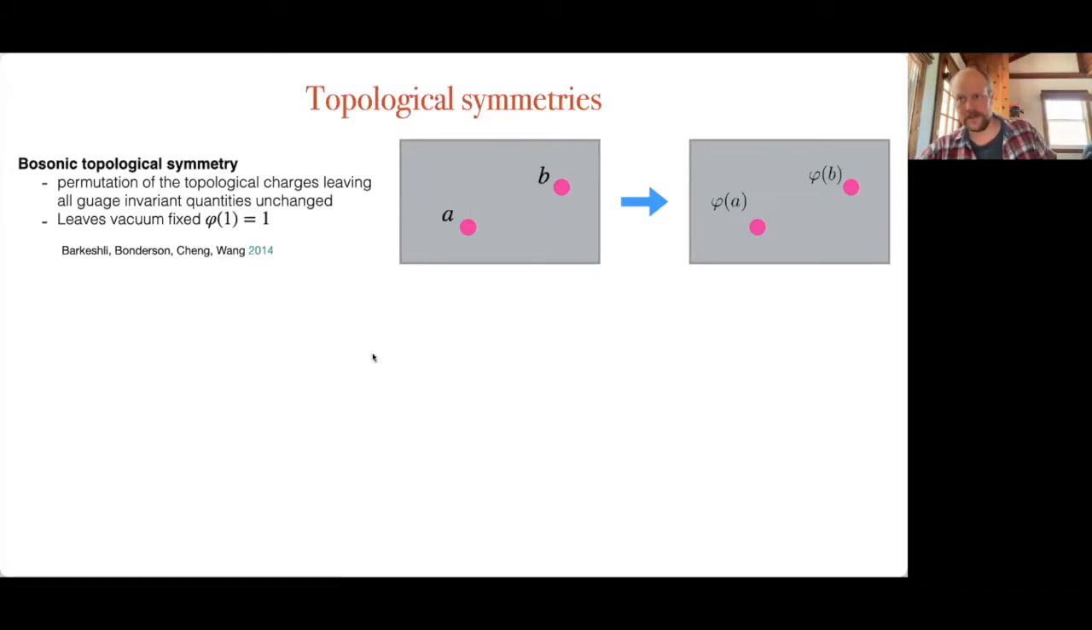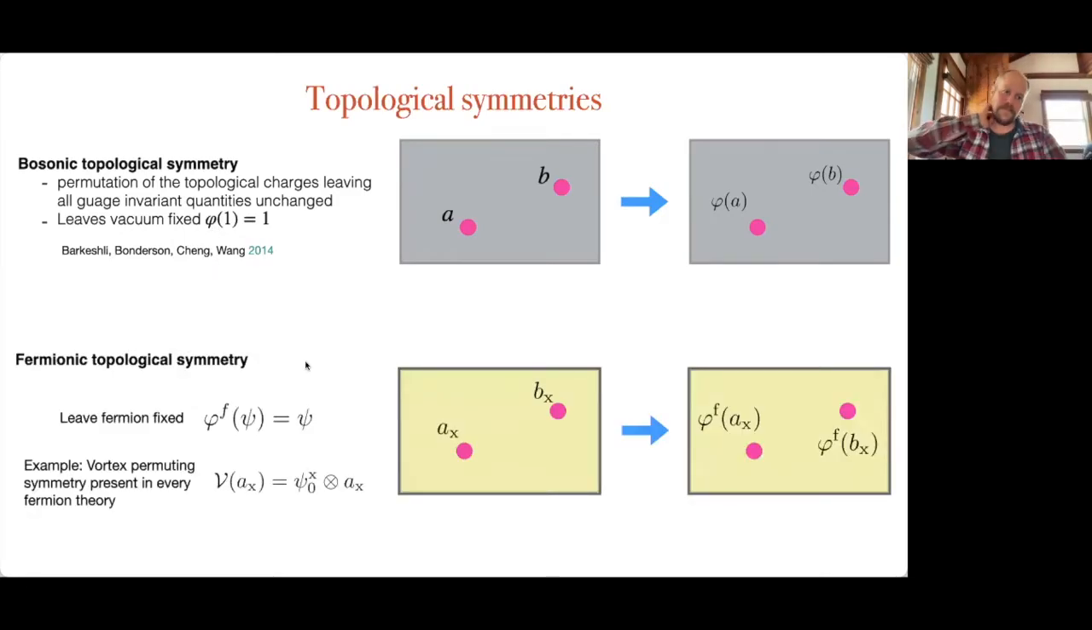So now let's talk about topological symmetries. At its most primitive level, it is a permutation of the topological charges. So here I have my 2D piece of matter. It's got anyons A and B sitting here. And the topological symmetry, which I'll denote as phi, just applies a permutation to those objects. Namely, A maps to phi of A, which is another object in my theory, and B maps to phi of B, which is also another object in the theory. And it is constrained to leave the vacuum unchanged.